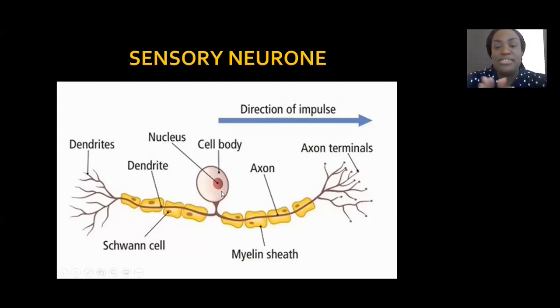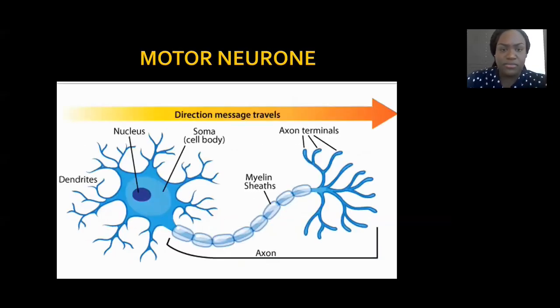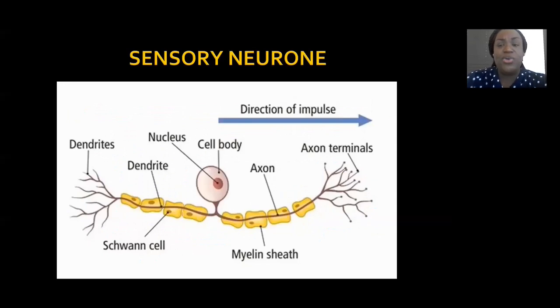Okay, so the most distinguishing feature of the sensory neuron is the location of the cell body. It is off to the side in the middle of the neuron, and at either end, you're going to find the dendrites.